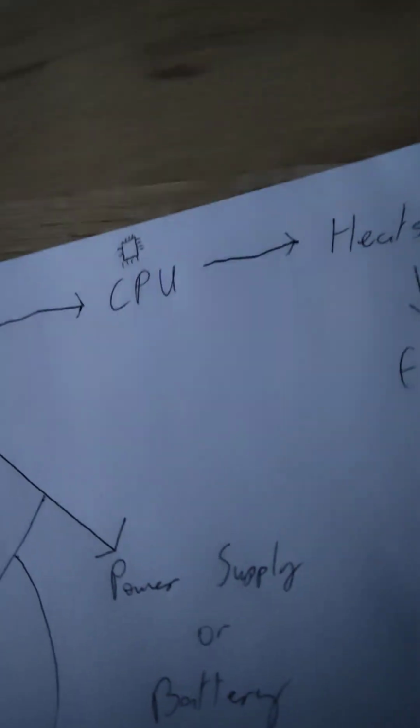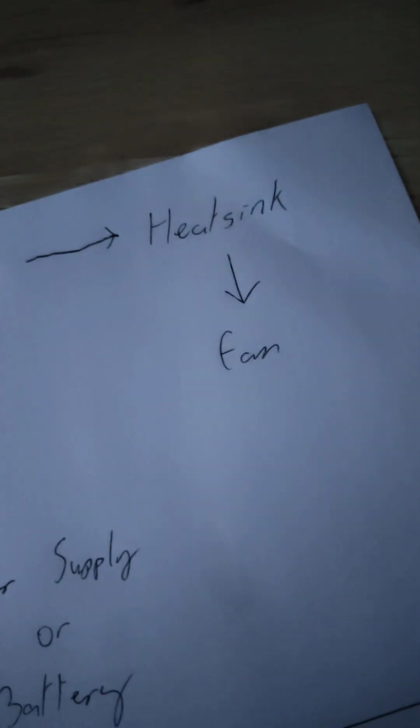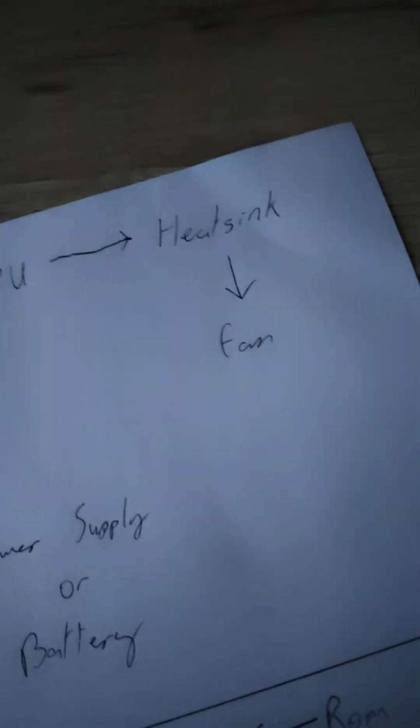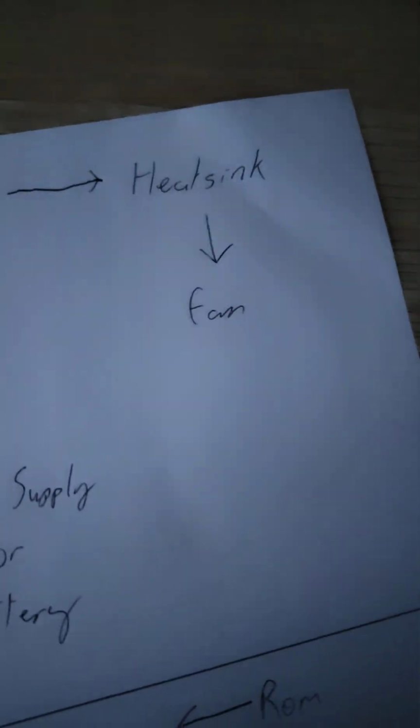And the CPU, it gets very hot, so it needs to have a thing on it called a heatsink, which basically just takes all the heat off of the CPU and puts it somewhere else. And you can also have a fan just in the computer. It's usually attached to the motherboard, and it'll just cool down everything.